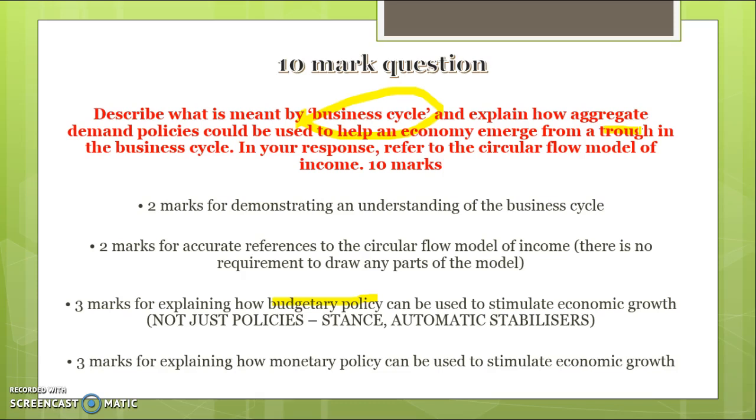So before you get onto the deliberate stuff, explain what happens automatically to get us out of the trough, because that's what the question's asking you. And then you go into the deliberate stuff, and you keep that brief. They can lower income taxes, cut company taxes, spend money on infrastructure, give cash handouts, and then link that to the fact that there'd be less leakages and more injections into the economy, which would help to stimulate that circular flow.